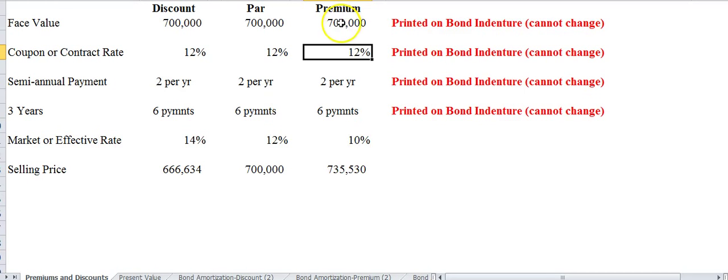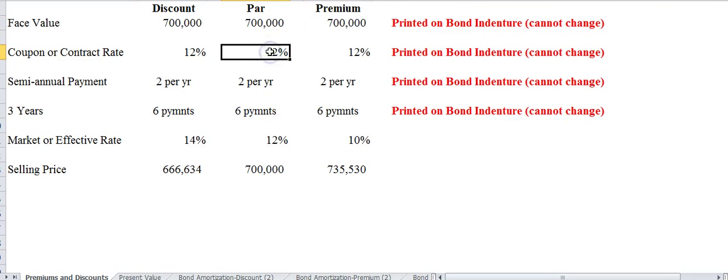Okay, and that's how premiums and discounts come about. Keep in mind that a discount occurs when the coupon rate of the bond or the contract rate is lower than the market or effective rate, and a premium occurs when the coupon or contract rate or stated rate is higher than the market or effective rate, okay? In the discount, the selling price will be lower than the face value, and in the premium, the selling price is higher than the face value.